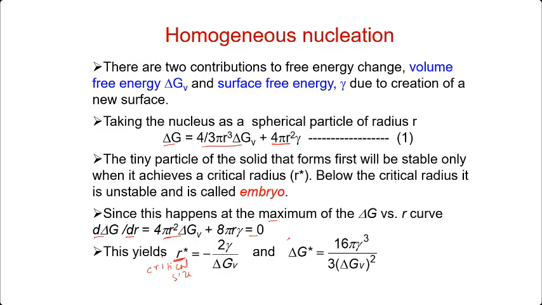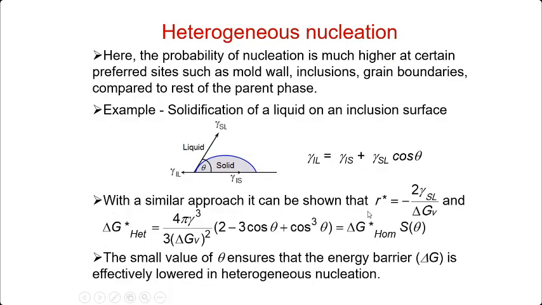And you can also derive the critical free energy change for the nucleus to form. And it will be given by this particular equation over here, right? So this is homogeneous nucleation, where the whole process is mainly controlled by the surface energies, okay? So as long as you have a driving force for this surface to be created, this will continue. So what is different in heterogeneous nucleation?